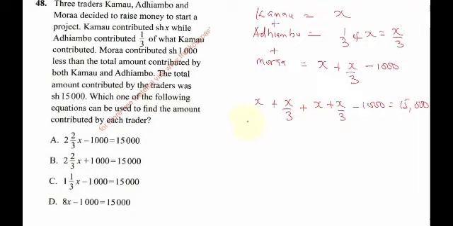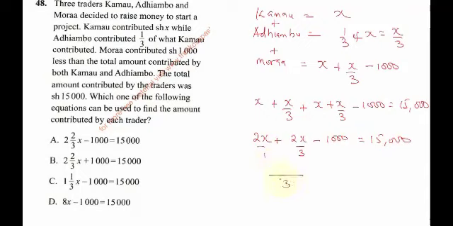So we are trying to get the equation. So X plus X here is going to give us what? X plus X will give us 2X. So we're going to have 2X plus, now X/3 plus X/3, it's going to give us 2X/3 minus 1,000. It's equal to 15,000 shillings. Now from here we are going to take LCM of these two numbers.